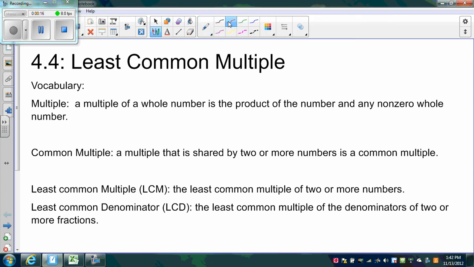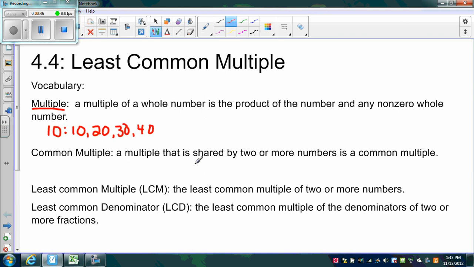So first, a multiple of a whole number is the product of the number and any non-zero whole numbers. So for example, the multiples of 10 would include 10, 20, 30, 40, and so on. So we're multiplying it by 1, then by 2, then by 3, then by 4. Anytime you do that, you're going to get a multiple of 10.